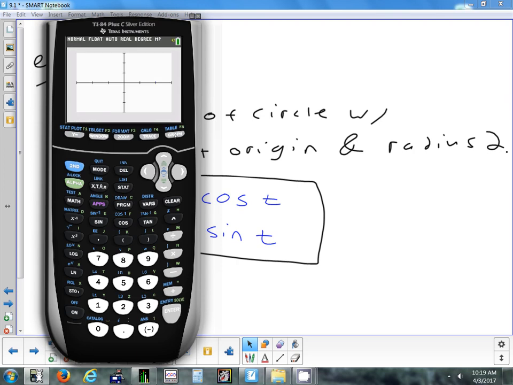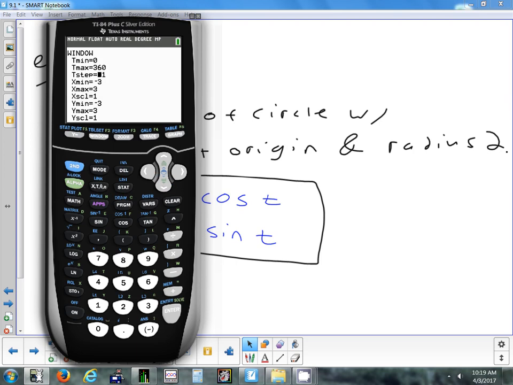Now, see, that's what happens when your t-step is too fine. So what's happening? It's graphing by 0.1s from 0 to 360. How many points is that? Going by tenths from 0 to 360, it's like 3,600 points. So I can just stop it. I'm going to adjust the window.